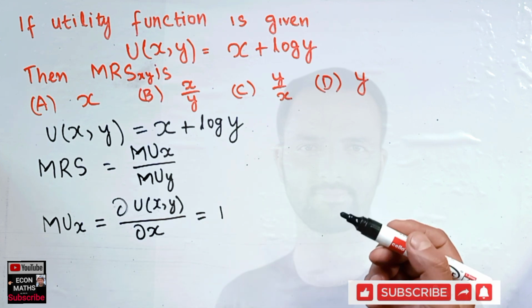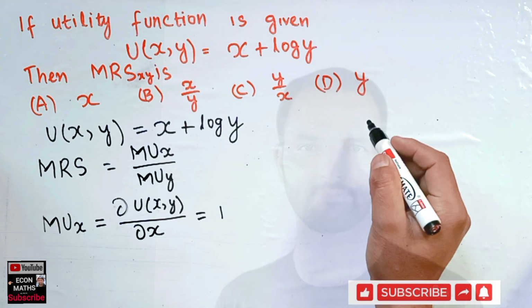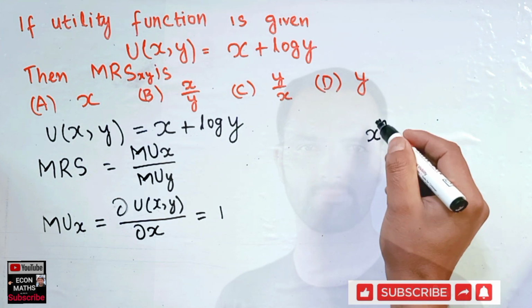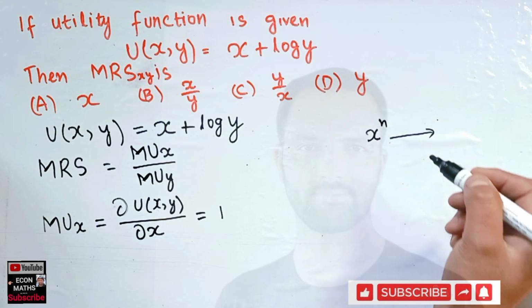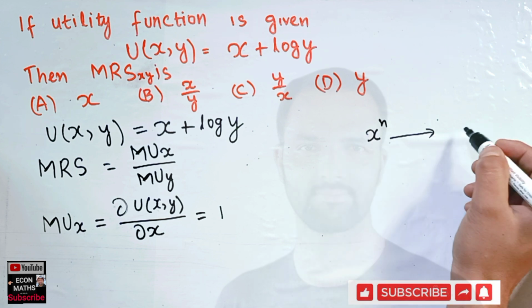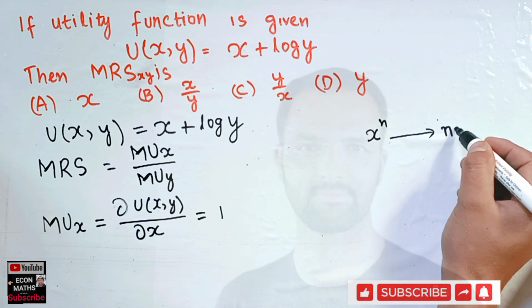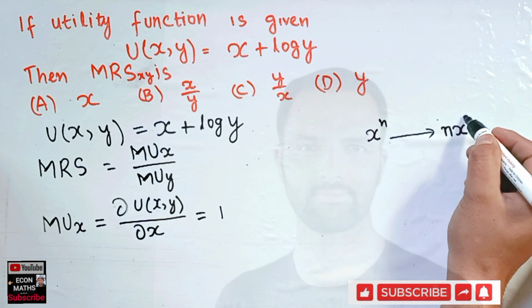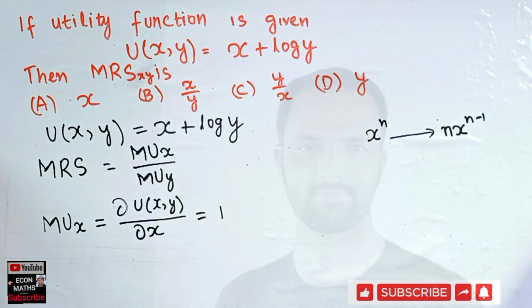How is it 1? Let me clear it here. The power function rule says that if we have x to the power n and we want to take the derivative of this function, we just put the exponent as the coefficient, so I will write n here. Then we have x, and we subtract 1 from the exponent, that is n minus 1. This is the power function rule.